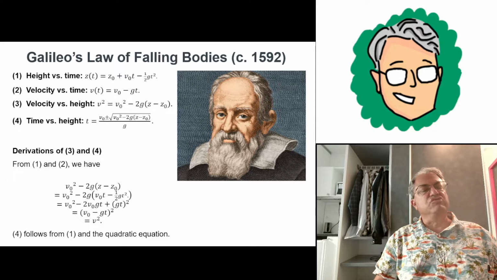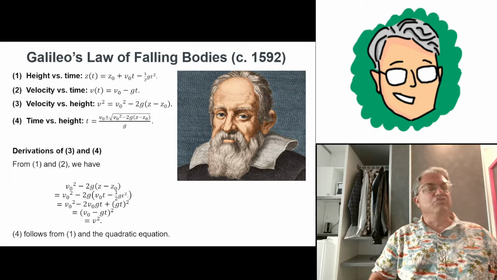So it turns out the equation you get for that involves the square of the velocity. You get v squared equals v naught squared minus 2g times z minus z naught. And the velocity could either be positive or negative. It can either be going up or going down. This equation doesn't tell us that, but usually from the context we know.